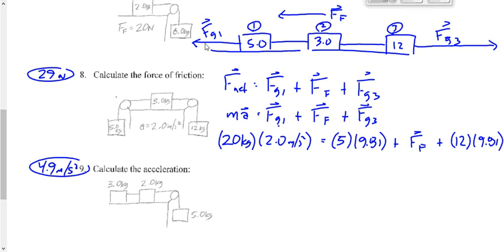Now, I just went through and didn't even worry about signs, positives, negatives. Is there anything that I have to make negative here? Yeah, you can put the negative with the 9.81 there. That's fine. Or you can put the negative in front of the term. That's fine. It doesn't really matter where it goes as long as it goes with that first term. Okay? So we're going to say 20 times 2 on the left-hand side is 40. 5 times 9.81 is negative 49.05 plus FF plus 12 times 9.81. I'm not sure what that is in my head.